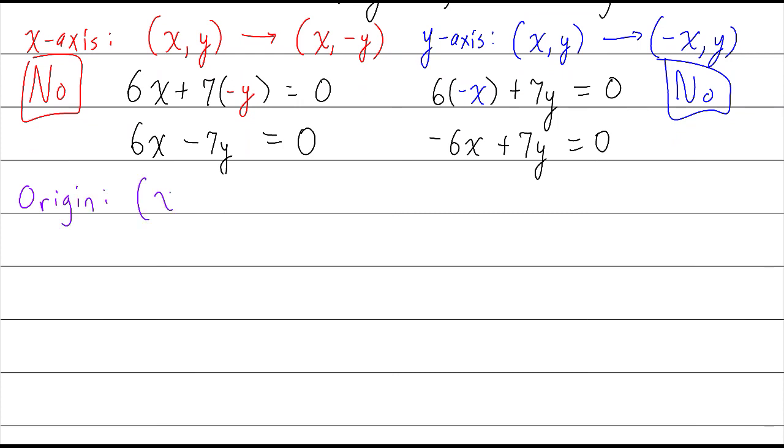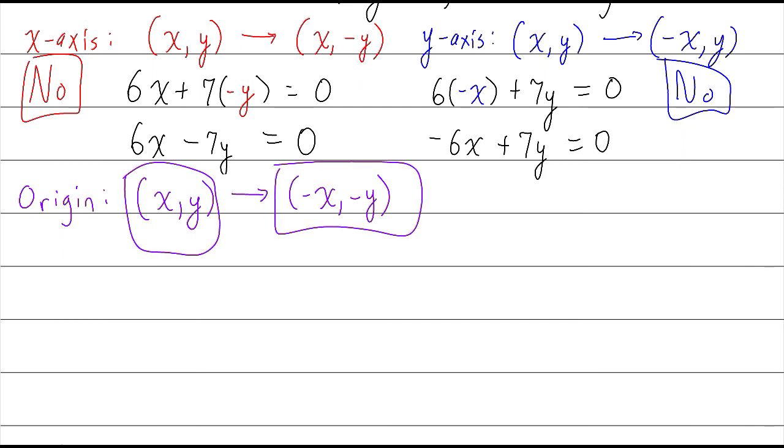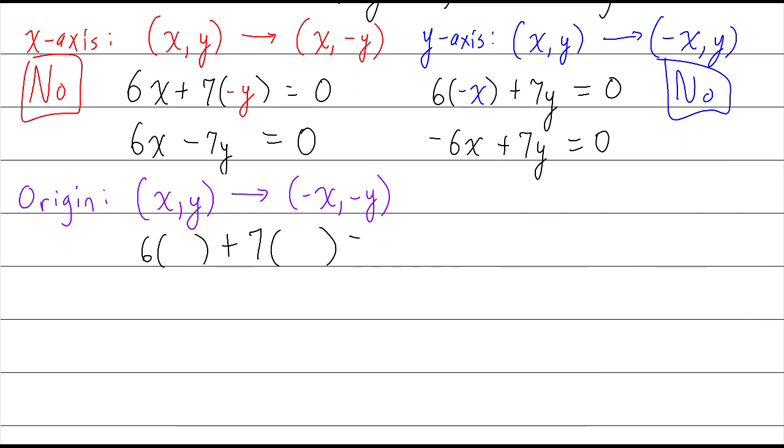Okay, remember for the origin, you have to change x and y to negative x and negative y. Okay, again, these 2 points should obey the same equation. They should give you, or they should be on the same graph. Okay, so let's change it out. So 6x plus 7y equals 0. I'm going to change x to a negative x and y to a negative y. When I simplify that, I get negative 6x minus 7y equals 0.